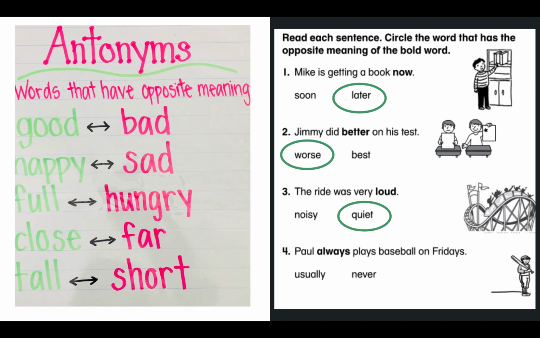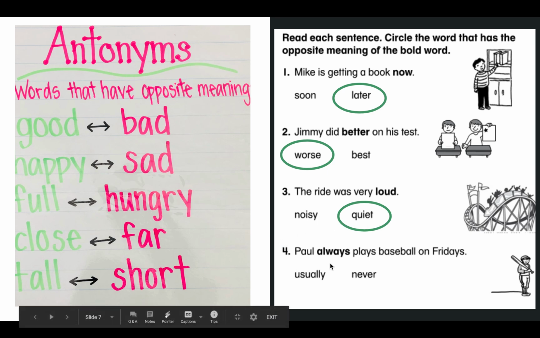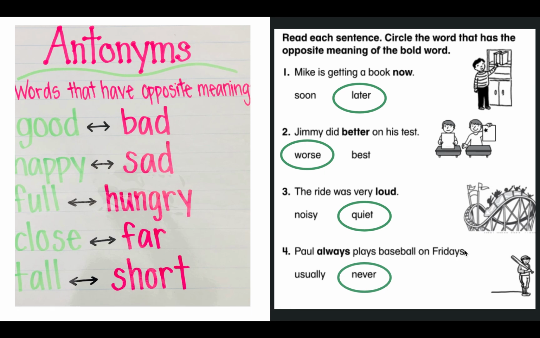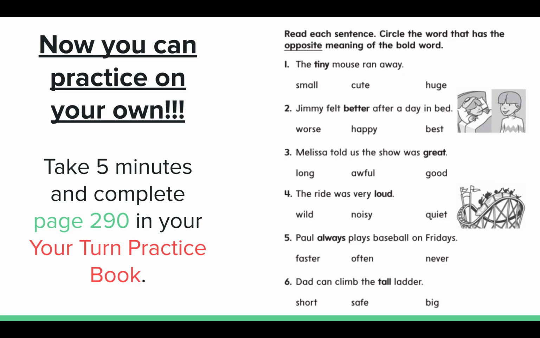Number 4. Paul always plays baseball on Fridays. What's the opposite of always? Is it usually or never? That's right, it's never. Paul never plays baseball on Fridays. Now you can practice on your own. This is our last one for the day.